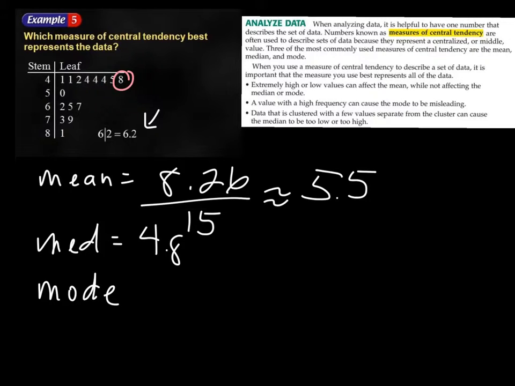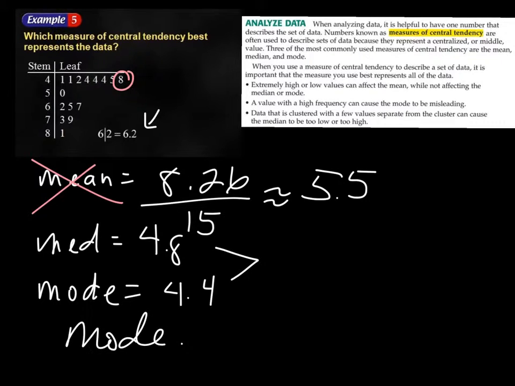Most often is definitely 4.4. Well, 4.4 and 4.8 are pretty close together. So in this case, we do not want to use the mean because it is not like the others. So you could say either the mode or the median. So basically we're looking for what's the worst and don't use it.